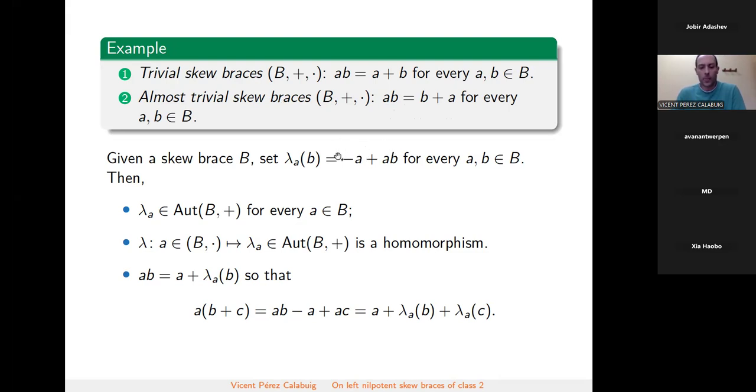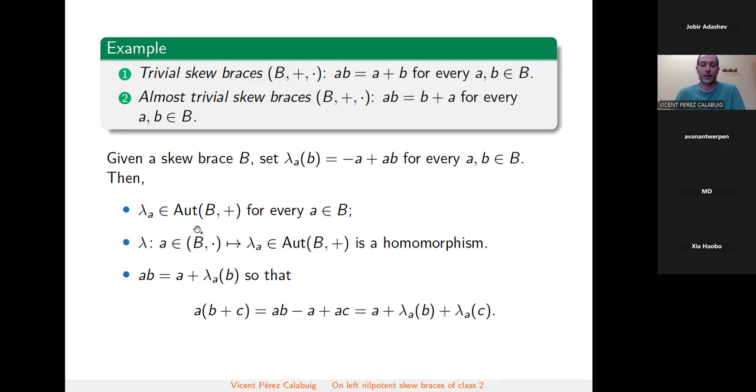Now look at this term appearing in the previous distributivity property. For every pair of elements a, b, we can set lambda_a(b) equal to minus a plus a times b. With this setting, we can see that every lambda_a is an automorphism of the additive group for every element a in B. And even more, the map sending each element to its corresponding lambda is a homomorphism.